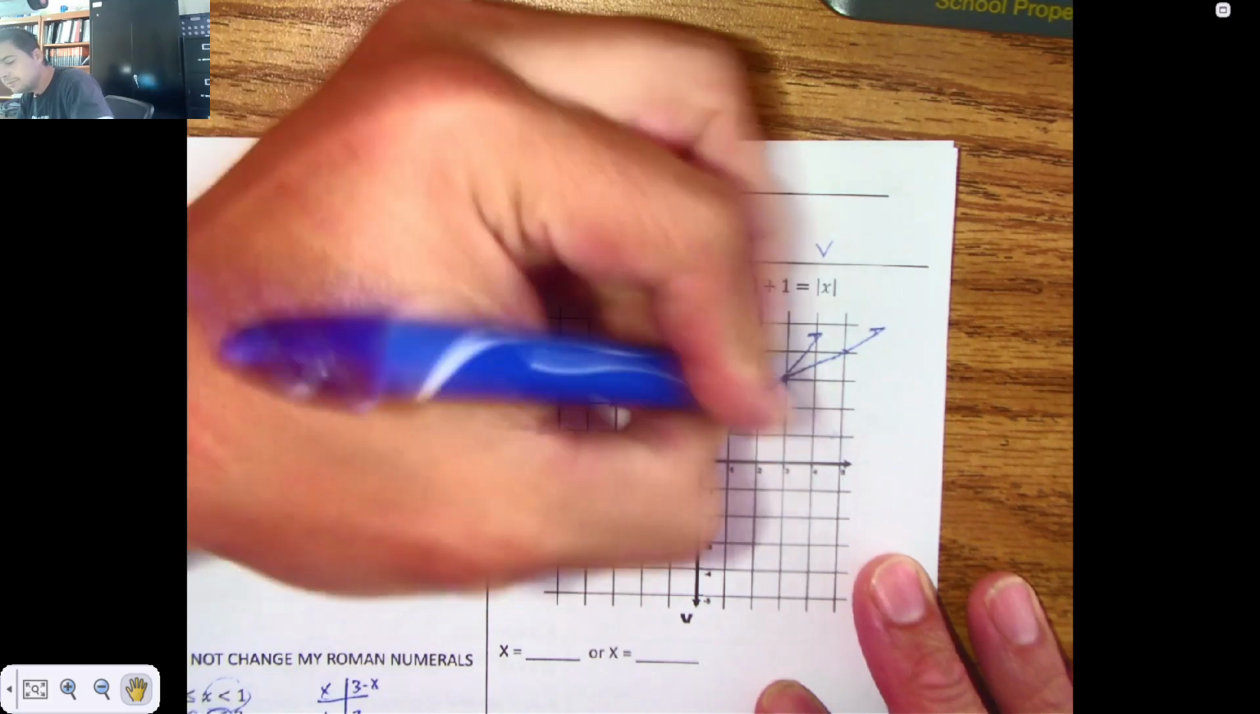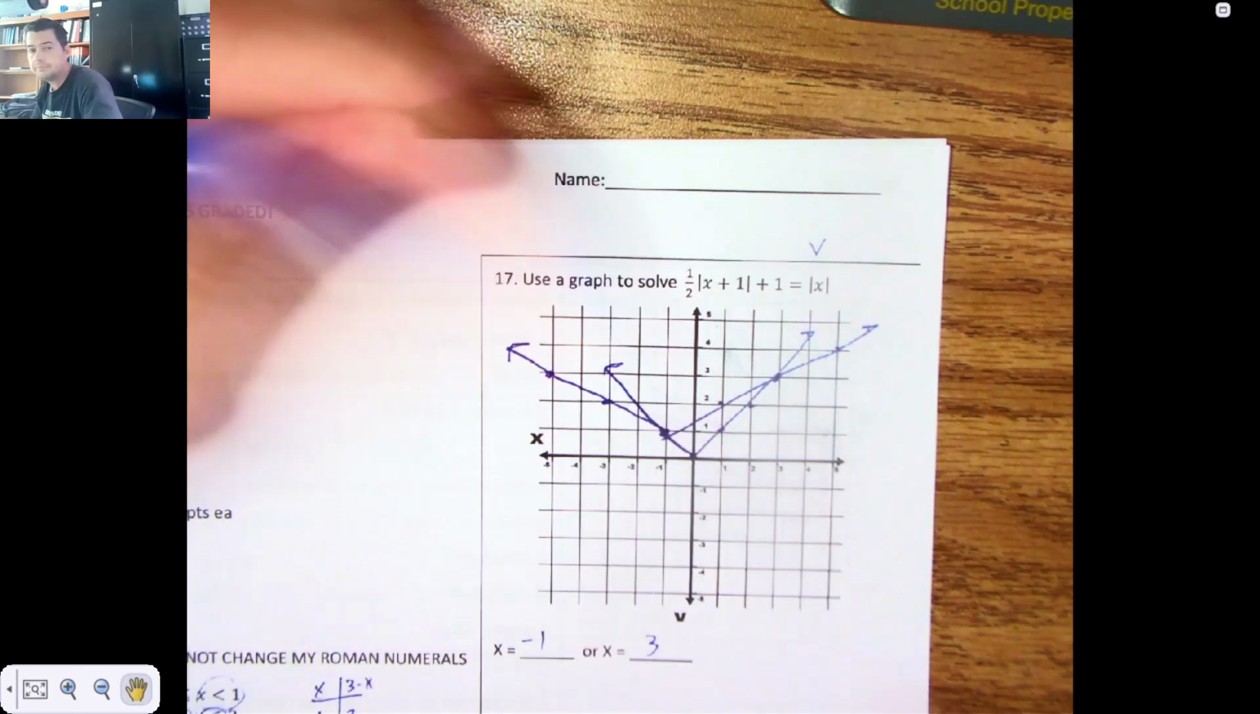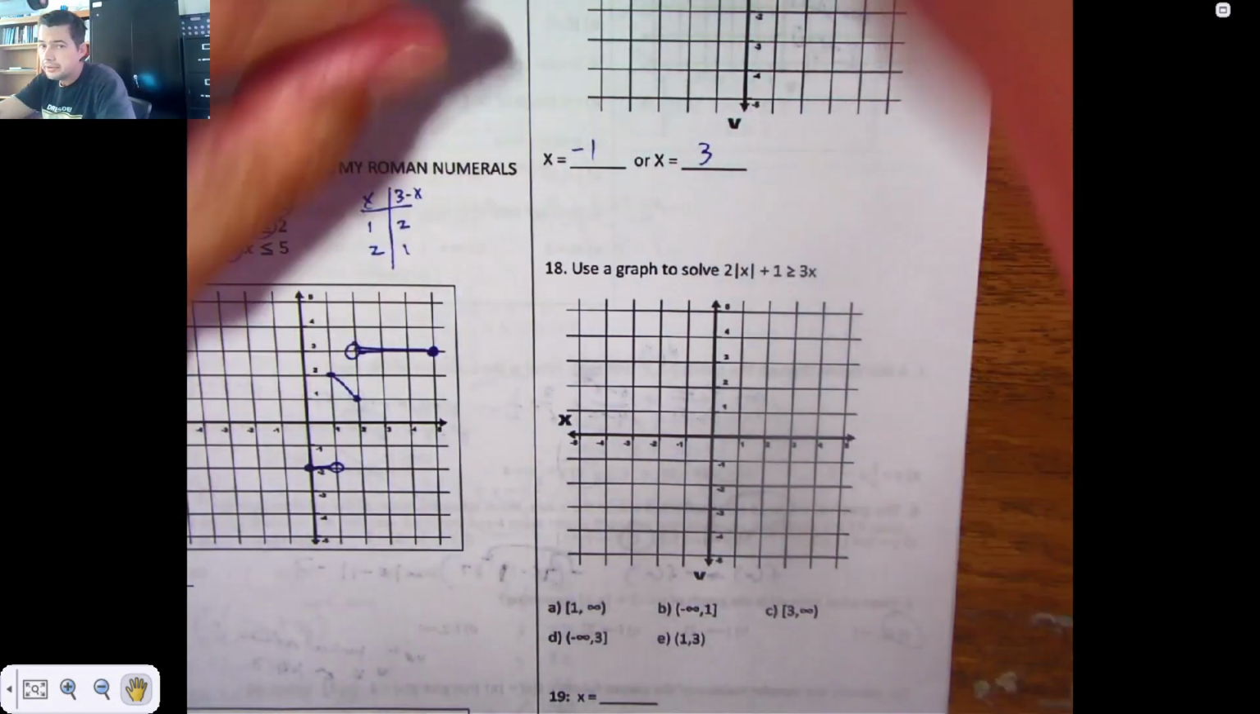And there's your answers. You have an intersection where x is negative 1, and you have an intersection where x is 3. That's not an Algebra 2 standard. That's an Algebra 1 standard. Get your crap together.